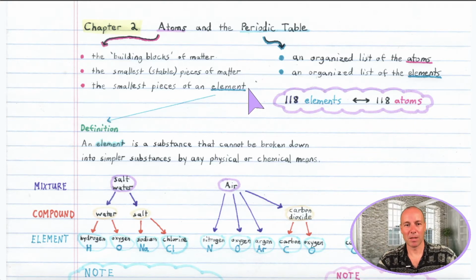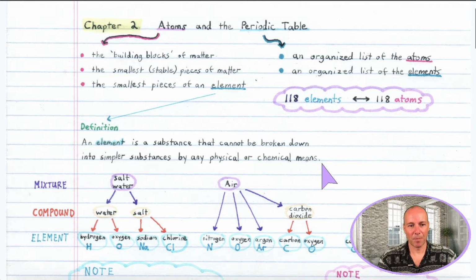Let's recall what elements are. The definition of an element is a substance that cannot be broken down into simpler substances by any physical or chemical means. So it's a substance that no matter what you do to it, you can't divide it into any simpler substances by any physical or chemical reaction. So it's a simple substance itself.